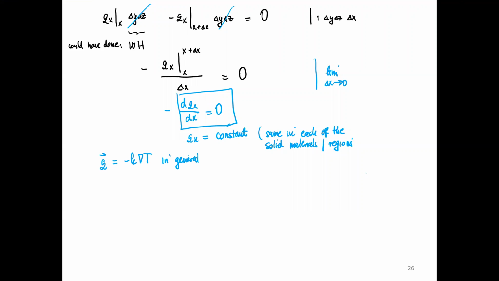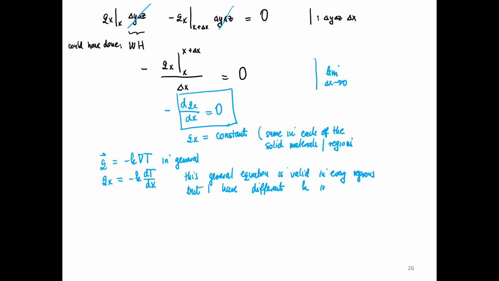And since my Q_y and Q_z are zero, I'm really looking at the x component of this. So dT/dx, in this case, the problem is that each of the three solid materials has a different k. So this general equation is valid in every region, but with a different k in each region.